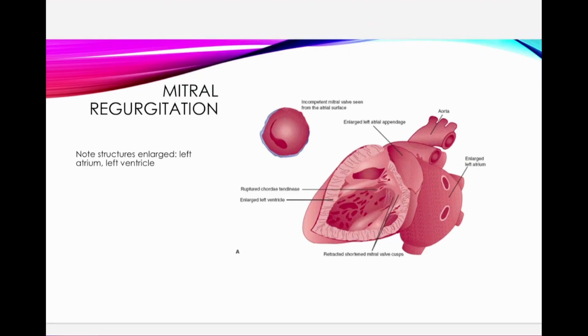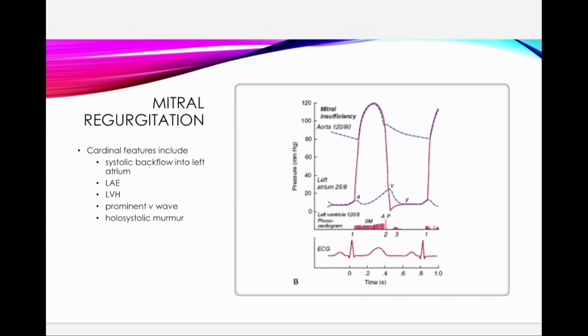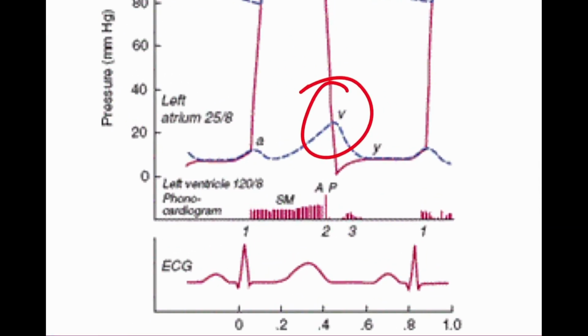So here's your MR. You can have the papillary muscle break, the chordae tendineae. Here's your leaky valve. Pressure changes. Here's your prominent V wave. Okay, here is your holosystolic murmur. Here's S1, here's S2, and there's your systolic murmur, holosystolic all the way across.